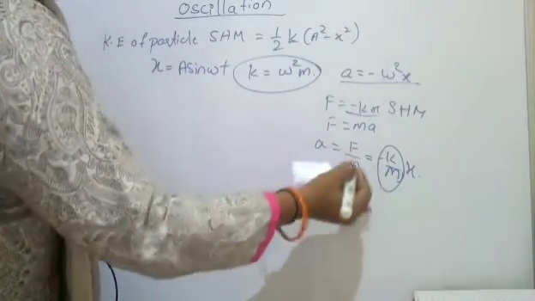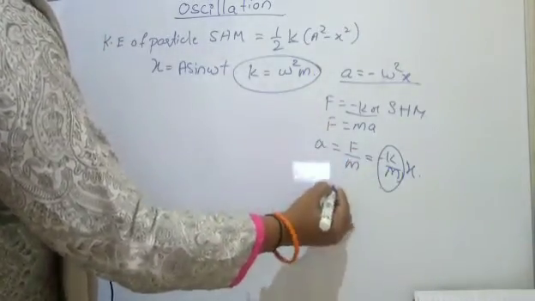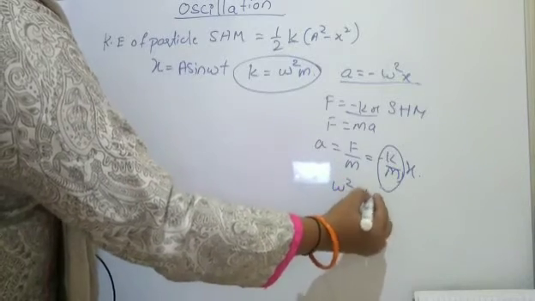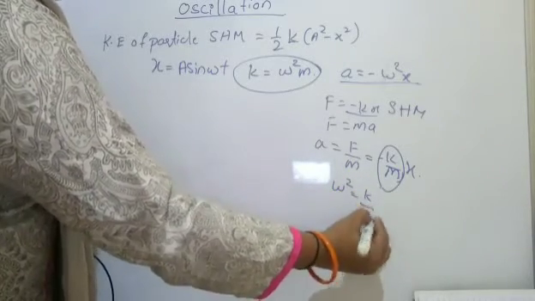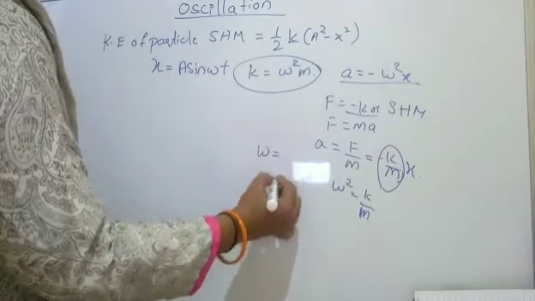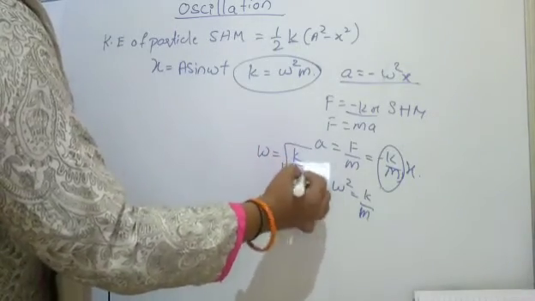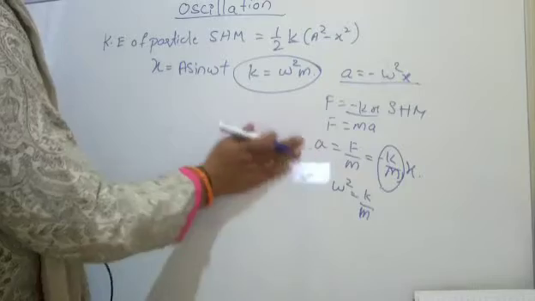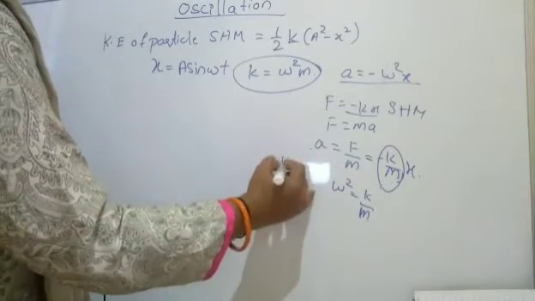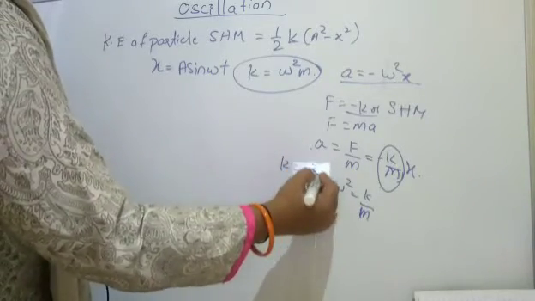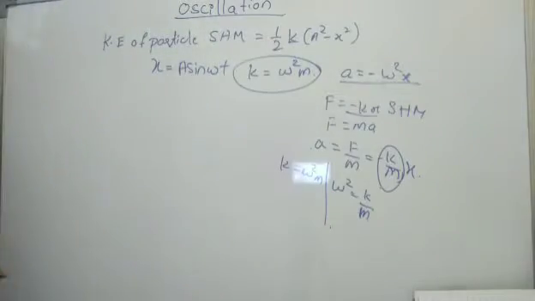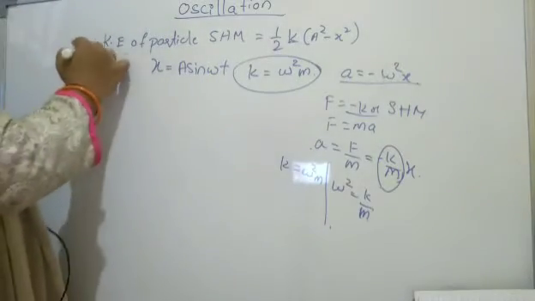This part we are going to write with the help of omega square is equal to k by m, where we can take omega is equal to root of k by m. Then k is equal to omega square m. So this form we have already discussed.